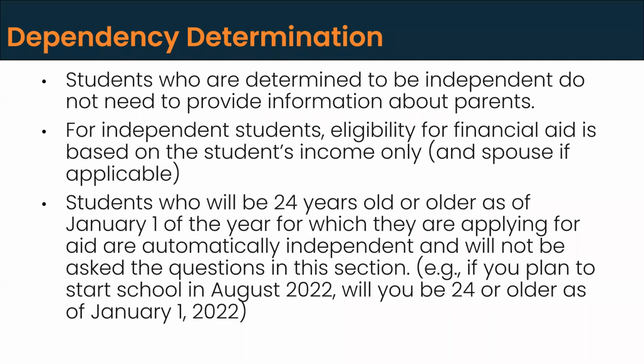There are many ways that someone might qualify to be independent, and one of them is by age. So for our students who are 24 years or older as of January 1st of the year that they're applying to college, they'll be considered automatically independent, and they actually won't be asked any questions in this section. So for example, if someone's planning on attending college next fall, if they're going to be 24 or older as of January 1st, then they'll be automatically considered independent.